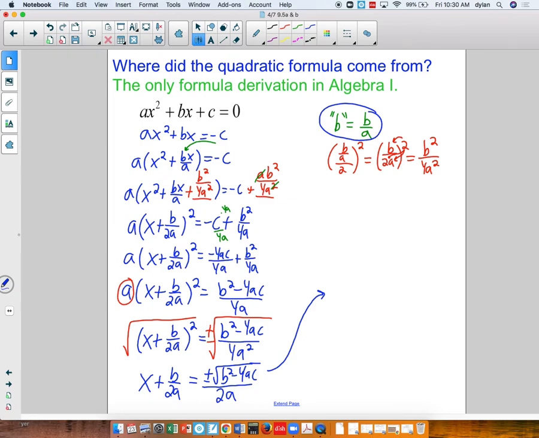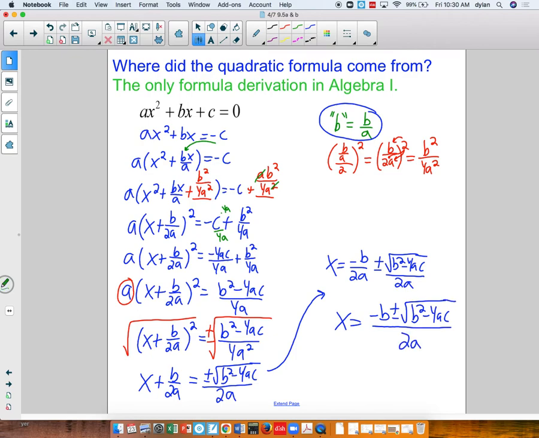And now you can really see the quadratic formula here because our last step is we just need to subtract b over 2a from both sides. So we have x equals negative b over 2a, and then plus or minus the square root of b squared minus 4ac over 2a. And since the 2a's match in the denominators, we can combine them, and we get x equals negative b plus or minus the square root of b squared minus 4ac over 2a. And you might recognize this because this is the quadratic formula.